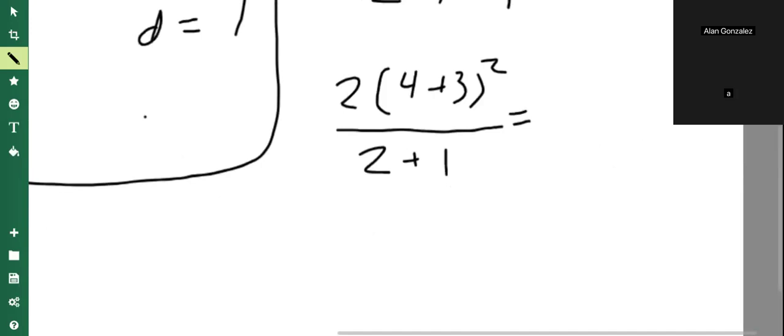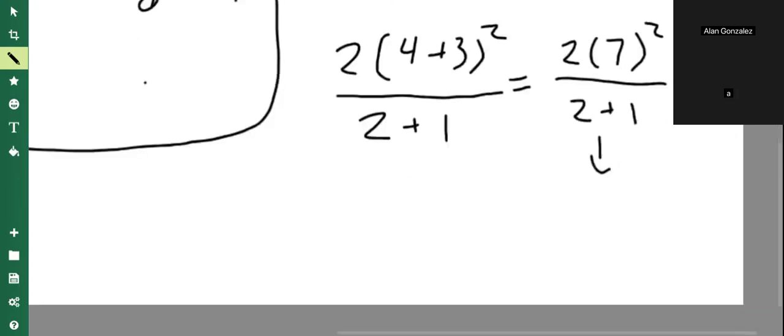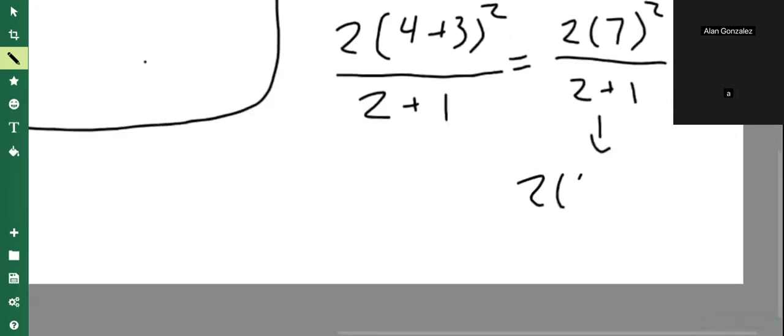What is 4 plus 3? Well, we do 4 plus 3 and keep everything the same. Power of 2 over 2 plus 1. 7 to the power of 2, or 7 times 7, is 49. So we bring that down here. It's going to be 2 times 49, and then 2 plus 1.